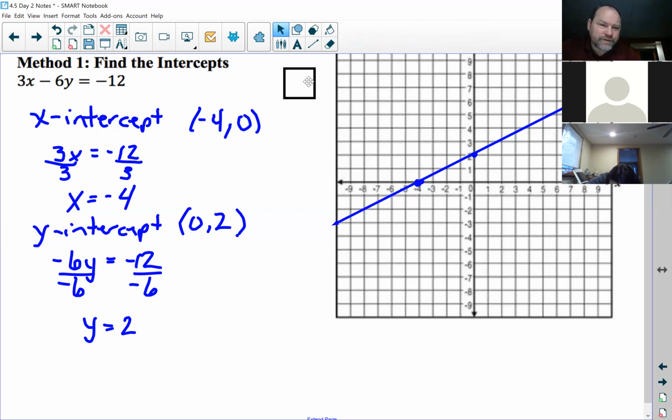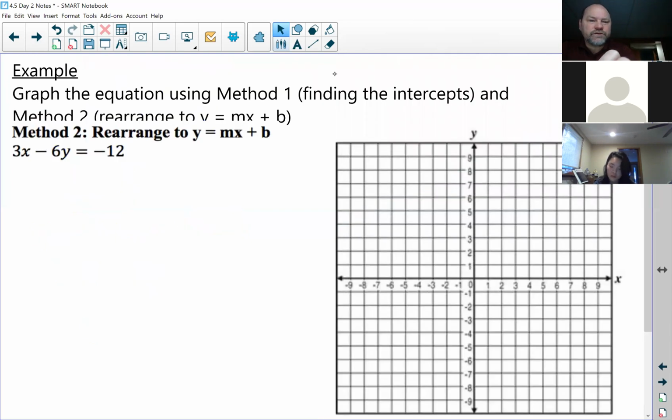One of the things that is nice, now we're going to do it by solving for y. And we should get a y-intercept of +2 when we write it in slope-intercept form. So we'll take a look at that, and then we'll compare the two graphs. So I'm going to switch to my red pen.